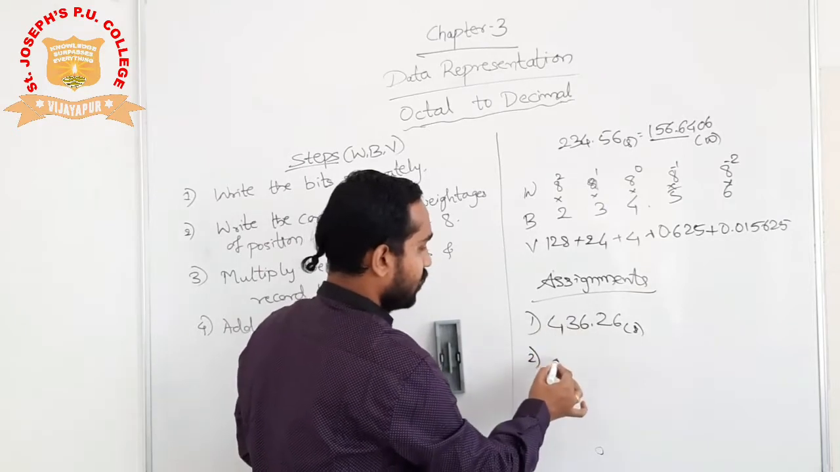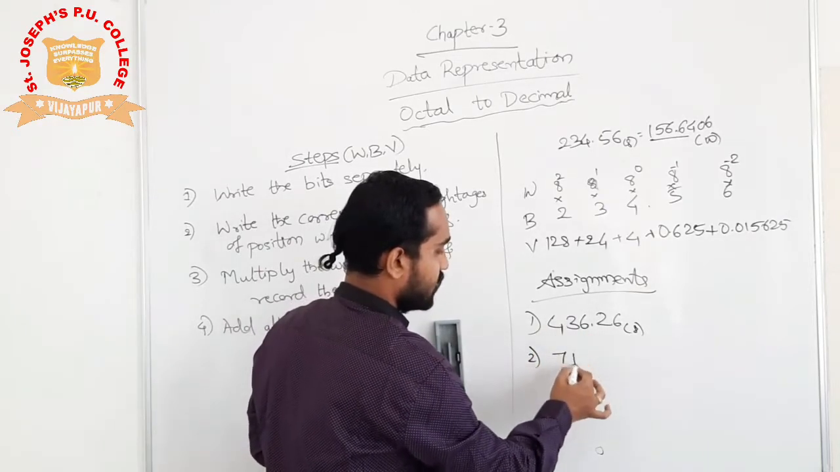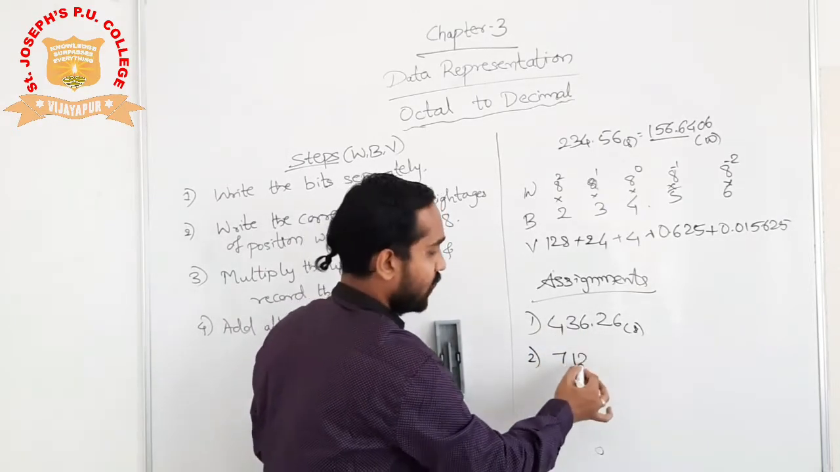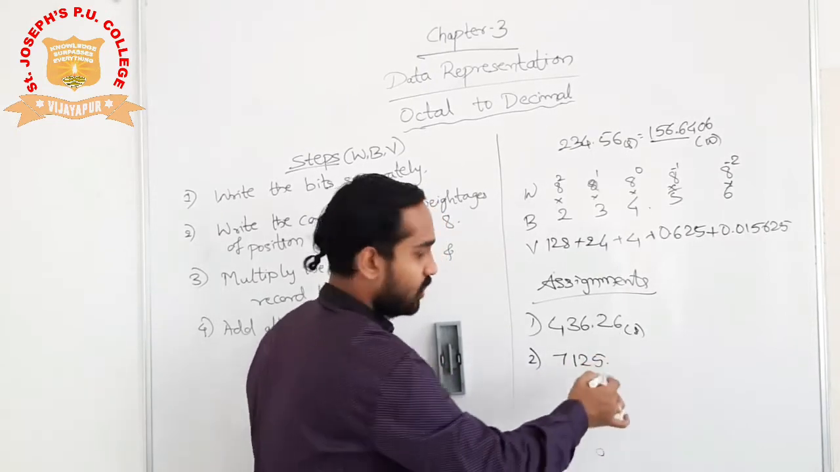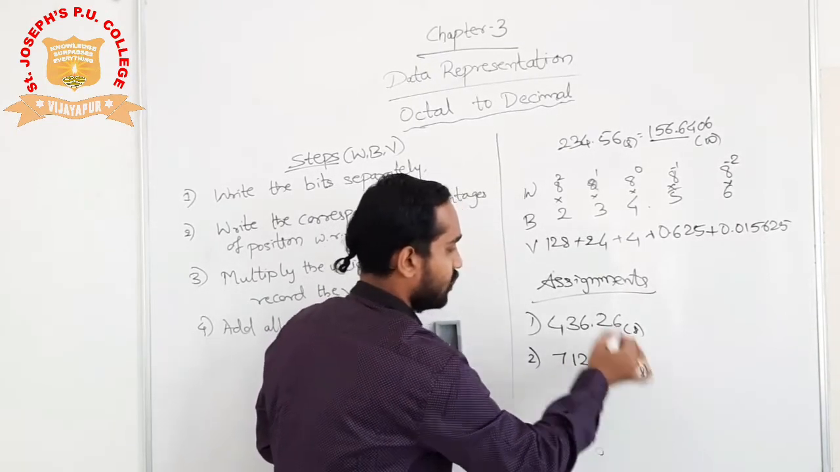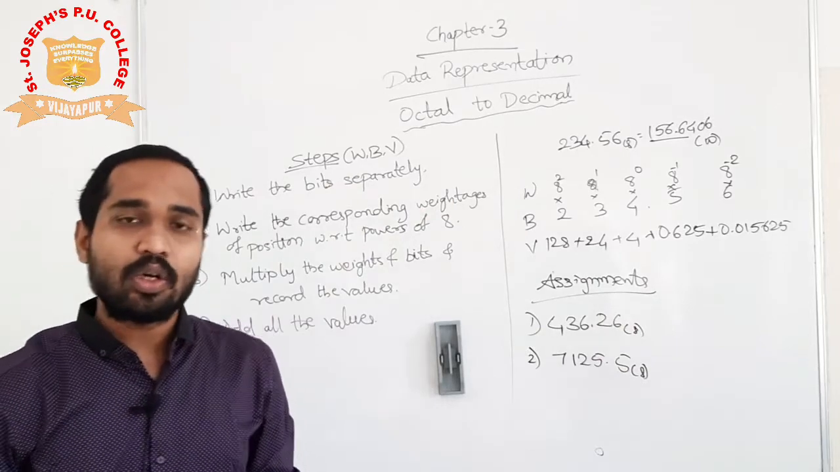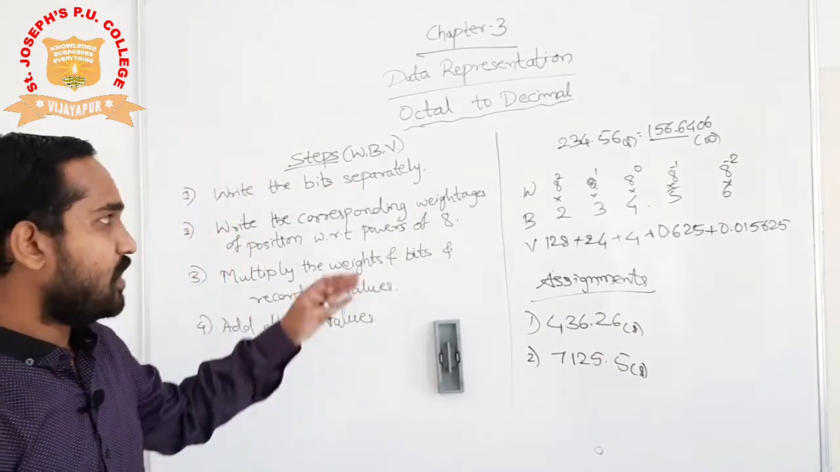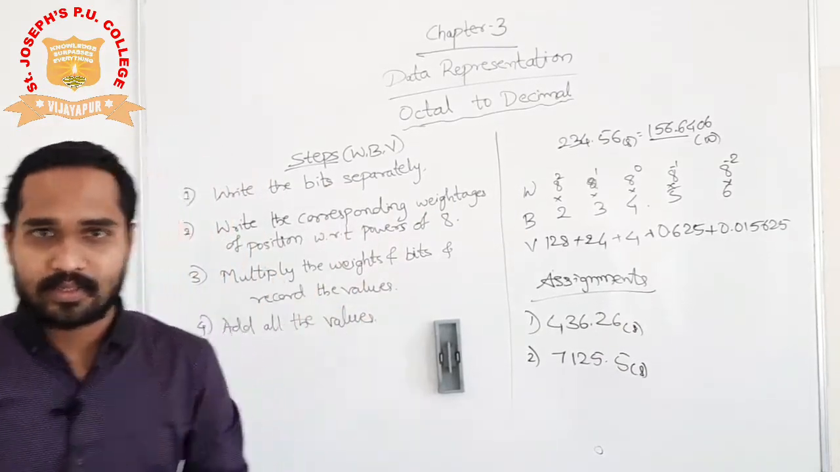And one more, 7125.5. This is an octal number. You have to convert it into decimal. Please try this and send the answers.